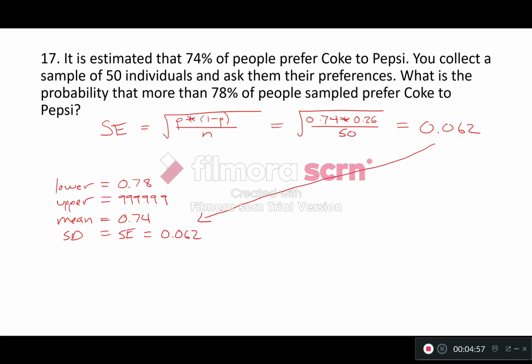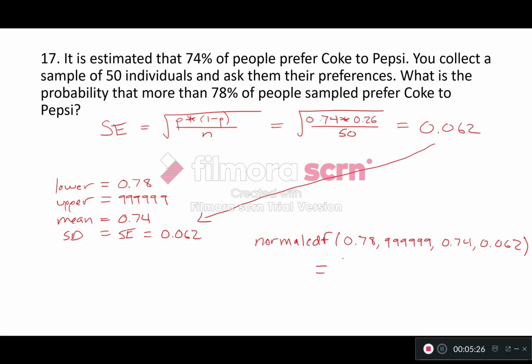Now that we know all of this, the last step is to plug it into normal CDF, and that'll figure out the probability for us on that normal distribution. So the 4 parameters always go in the order that I've written them here. So 0.78 as our lower bound, 999,999 as our upper bound, 0.74 as our mean, and our standard error, which was 0.062, goes in where we would normally put our standard deviation.